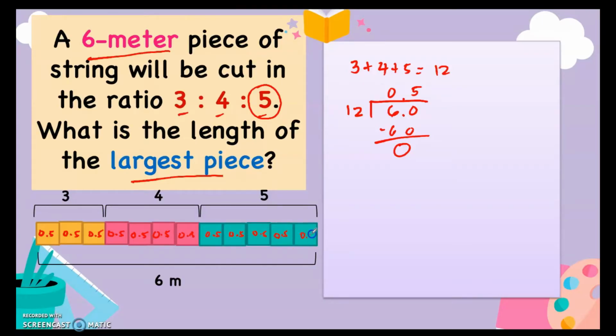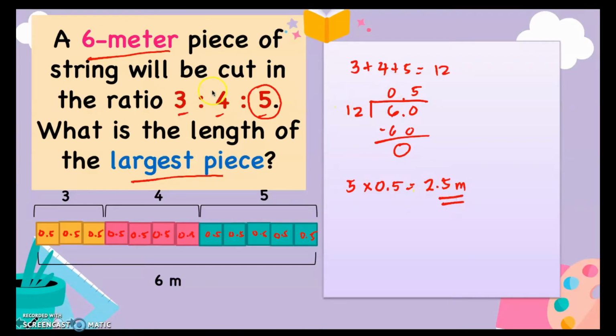And the question here is the length of the largest piece. All we need to do is find the value of this largest piece. So we just have to multiply 5 times 0.5. When you multiply 5 times 0.5, you will get 2.5. So our answer here is the length of the largest piece is 2.5 meters.